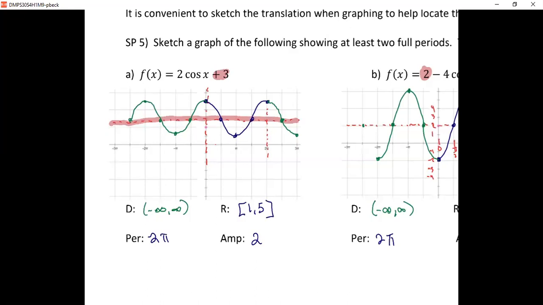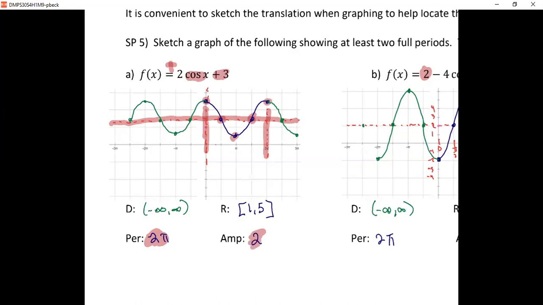And then this is 2 cosine of x. So our period's still going to be 2 pi. So our beginning is 0, our ending is 2 pi. This is a positive cosine graph. Positive cosine graphs go from peak to 0 to trough to 0 to peak. And then we extend that on. Our amplitude is 2, the absolute value of 2.